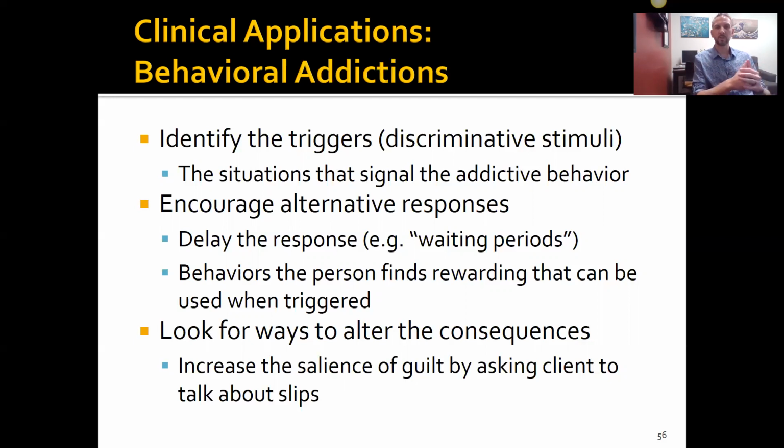Regardless, you just identify the triggers, you encourage alternative responses. So you reinforce other, alternative behavior. One way to do this is you delay the response. So you create these waiting periods. If you are wanting to buy something and you have a shopping addiction, you say, okay, I will buy this, but I have to wait.